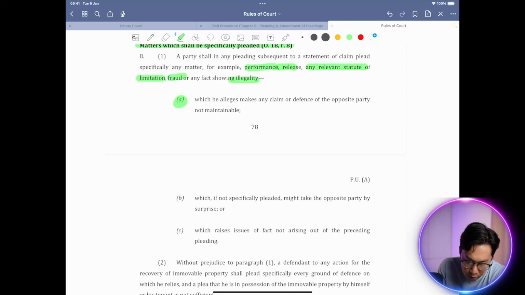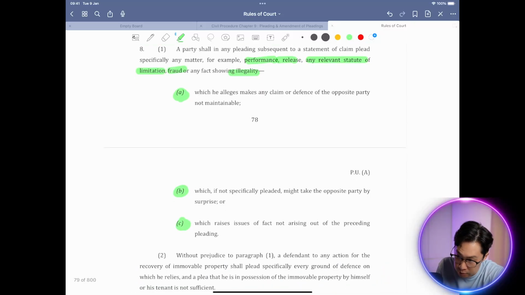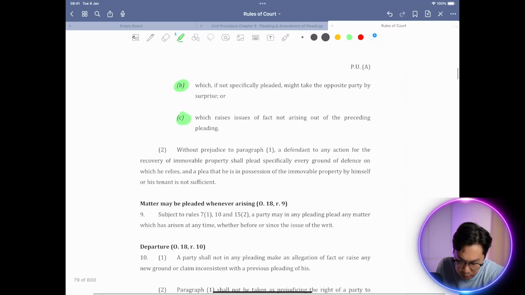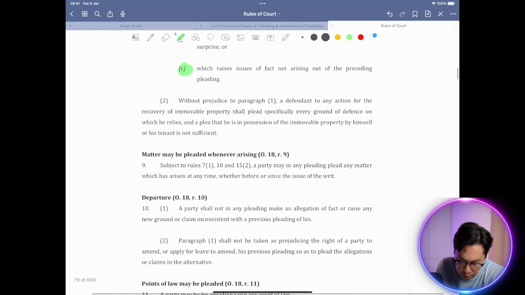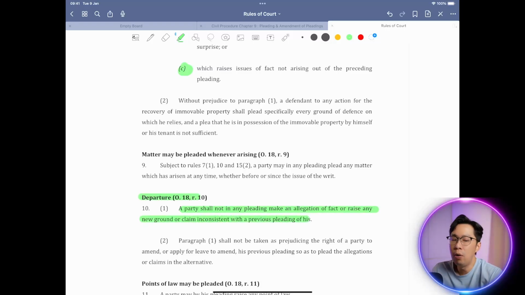Okay, then you read here, alleged make claims, if not pleaded, might take the opposite party by surprise, which raises an issue of fact not arising out of the proceeding. Departure. A party shall not in pleading make an allegation of fact or raise any new ground inconsistent with a previous pleading. So you can only raise things that you have pleaded. If you don't write it down in your pleading, generally you cannot raise it.